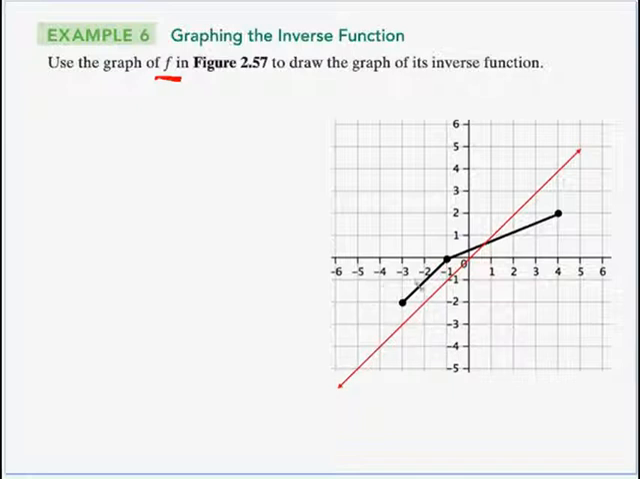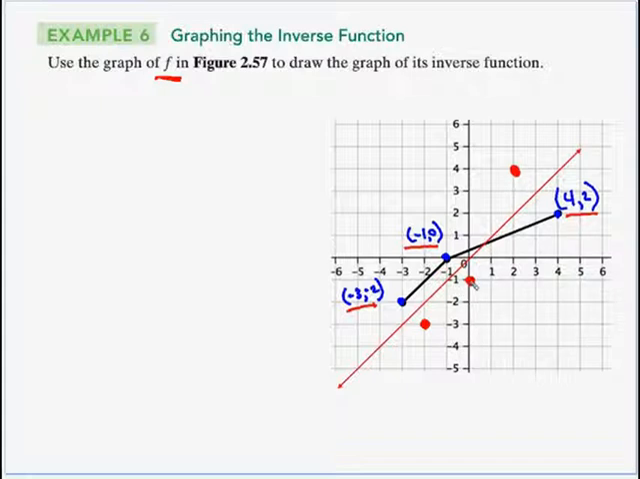Let's see here. This point is (-3, -2). And I'll do these in blue. This point here, (-1, 0). This point here is (4, 2). If I reverse those coordinates, I'll have points on the inverse. So I'll reverse this point: (-2, -3). That's on my inverse function. If I reverse (-1, 0), I get (0, -1) right here. And (4, 2) reversed is (2, 4).